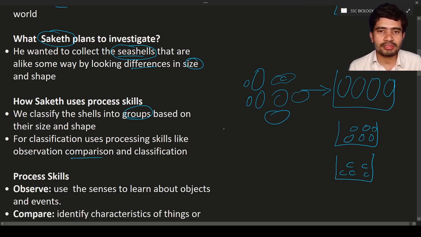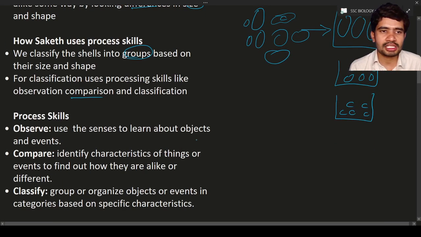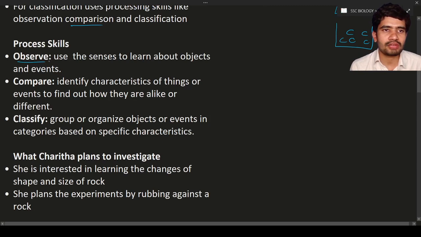Next are the processing skills used by him. What are the processing skills used by Saket? The first is observation. He is going to use his senses to learn about the objects and events. Here he is going to learn about the objects: smaller objects, larger objects, and also colored objects. First he is going to use his senses to identify larger, smaller, and also colored ones.